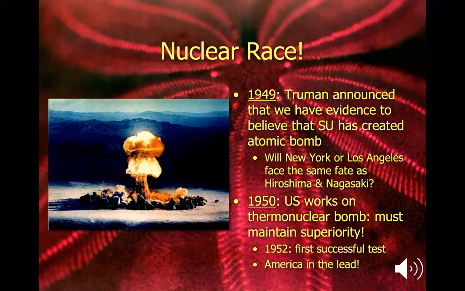Is it going to be used maybe in New York, or is it going to be in Los Angeles, right? What is the fate of the United States going to be now that the Soviets have an atomic weapon as well? We also believed that we wanted to be superior. We wanted to be more advanced than the Soviets as well. So in 1950, we start working on a thermonuclear bomb to maintain that superiority. And this is where we get into that arms race. In 52, we have the first successful test of the thermonuclear bomb, which is a much more advanced bomb than the atomic one.